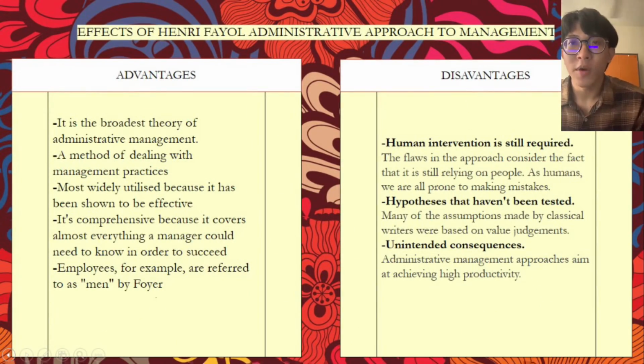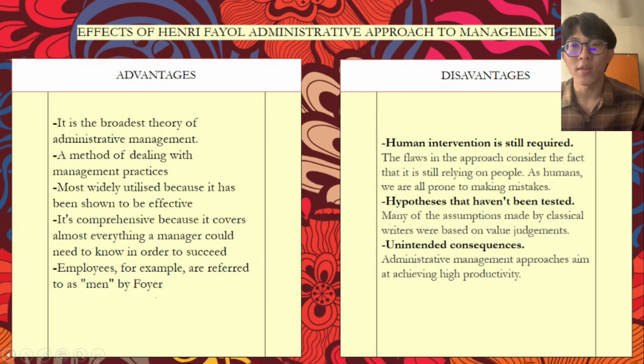Next, I will explain the advantages and disadvantages of the administrative management theory by Fayol. As for the advantages, it is the broadest theory of administrative management. As a method of dealing with management practice, Henri Fayol's theory is quite complete. It is also the most widely utilized because it has been shown to be effective. It is comprehensive because it covers almost everything a manager could need to know in order to succeed.